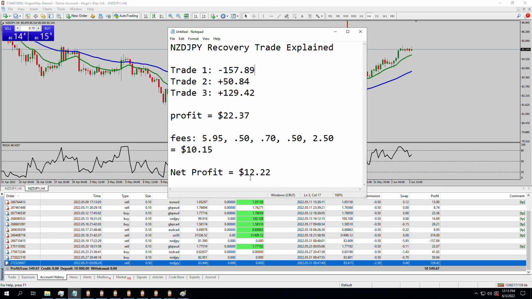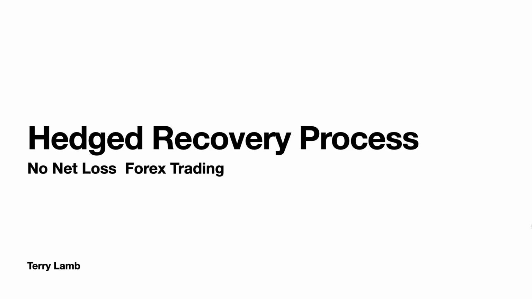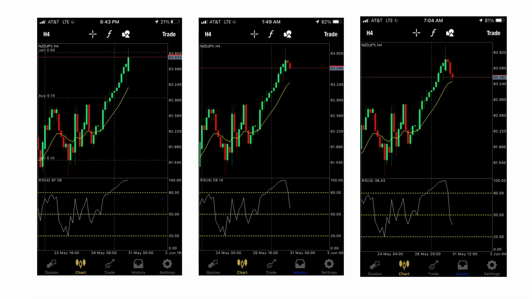Now, let's go look at some screenshots, and I'll show you more of what my thinking was because it's a very unique process that I use, and I'll be able to explain it better if we look at screenshots. So here we are, the hedged recovery process, no net loss Forex trading. Now, here are three consecutive screenshots of what was going on. I'm going to have to zoom in and probably draw some circles and images for you to see because I have a black background on my mobile device.